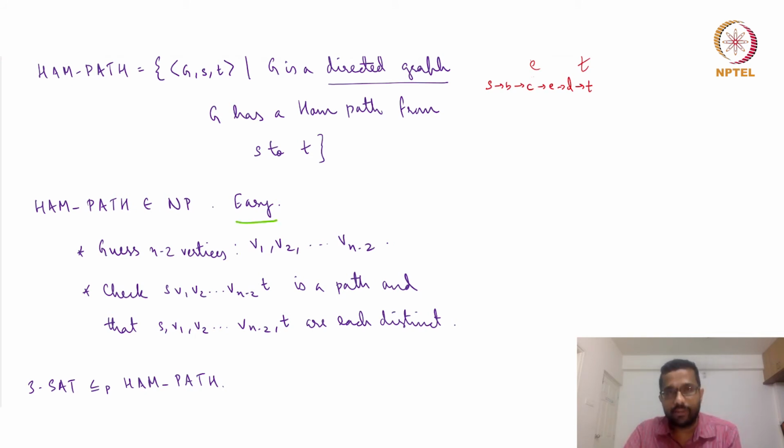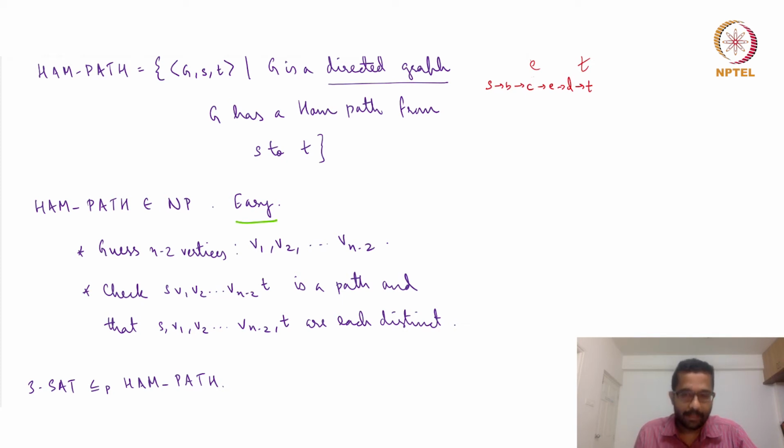Again, you can use the verifier characterization. You can guess all the other vertices. So you know it starts in S, it ends in T, and there are n-2 other vertices in the graph, and you guess all the other n-2 vertices in some order. Then you just go from S to V1 to V2 to V3 up to Vn-2 and then to T, right? You try to go that way.